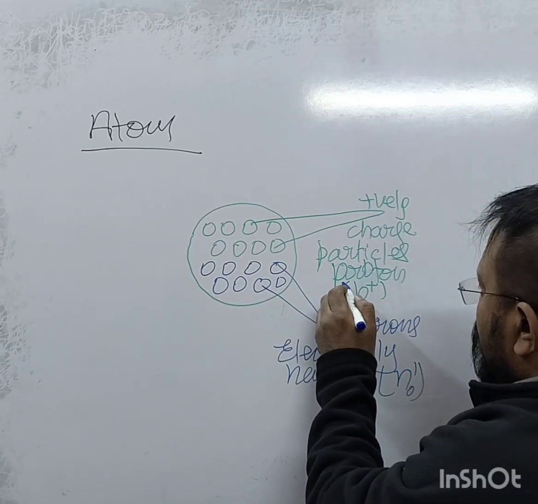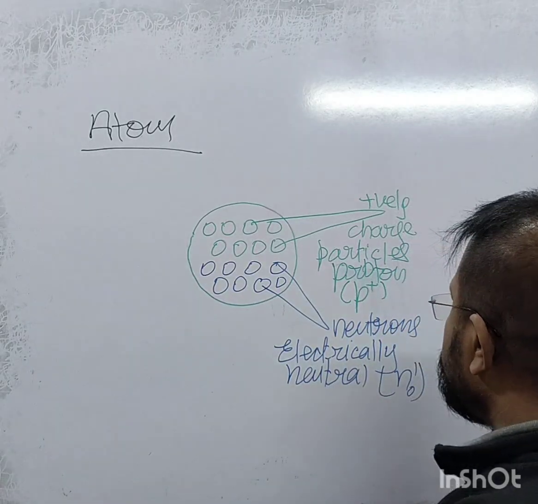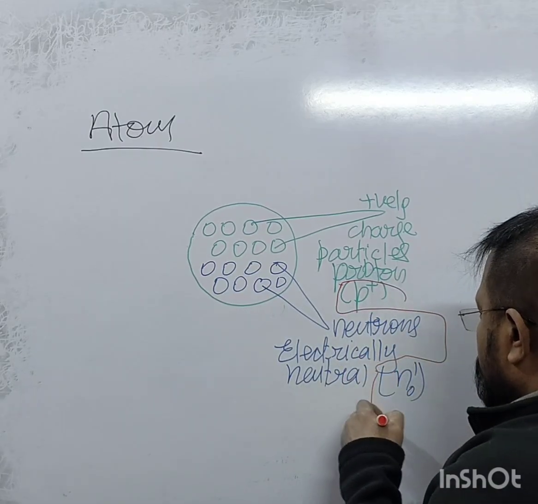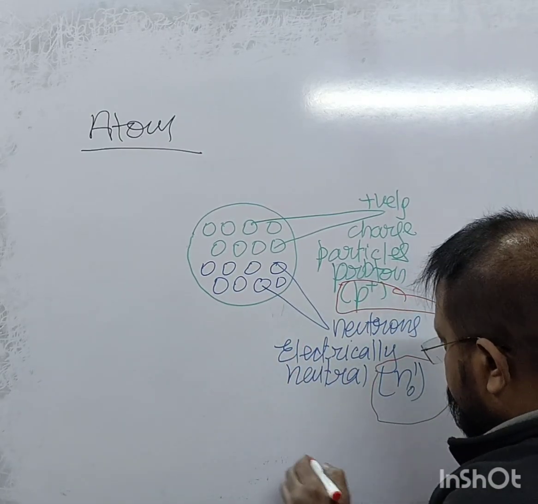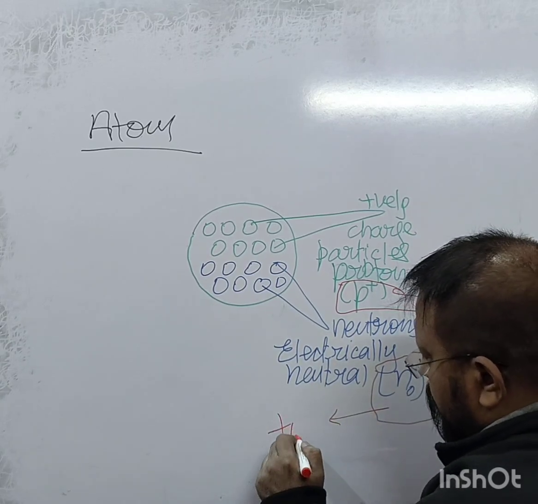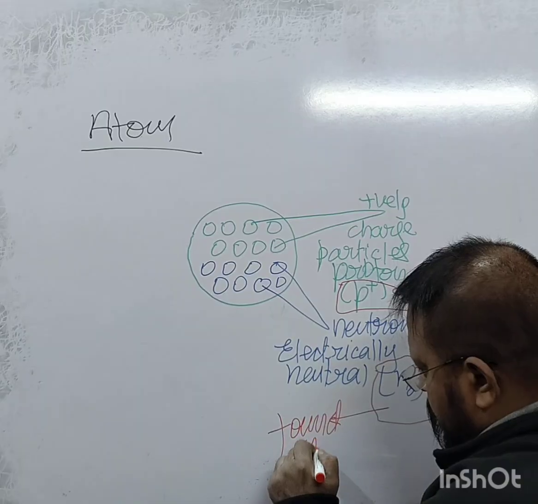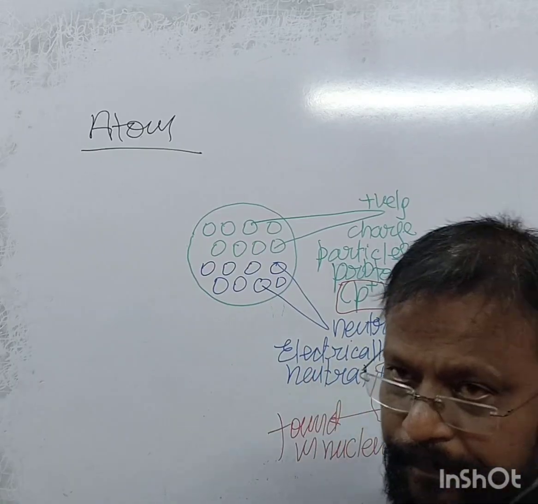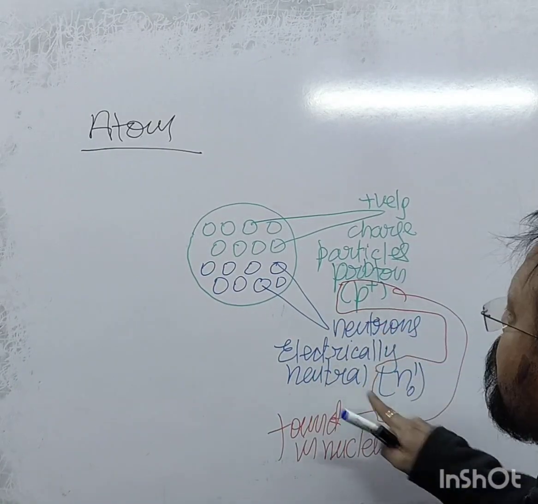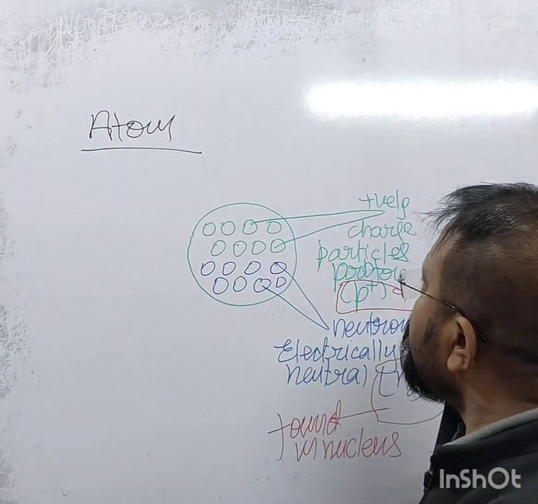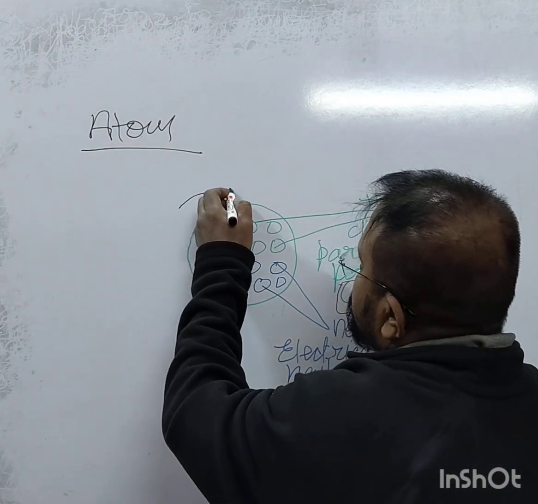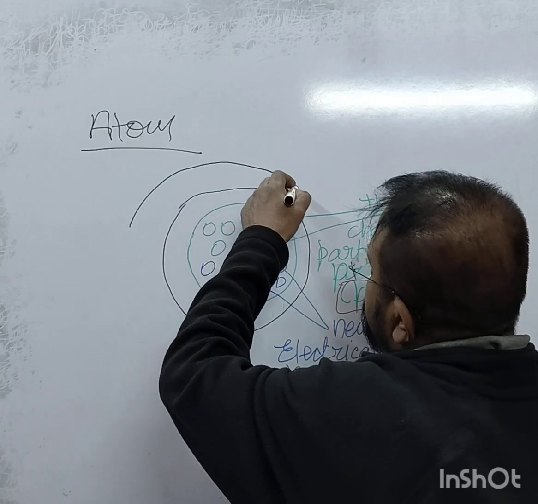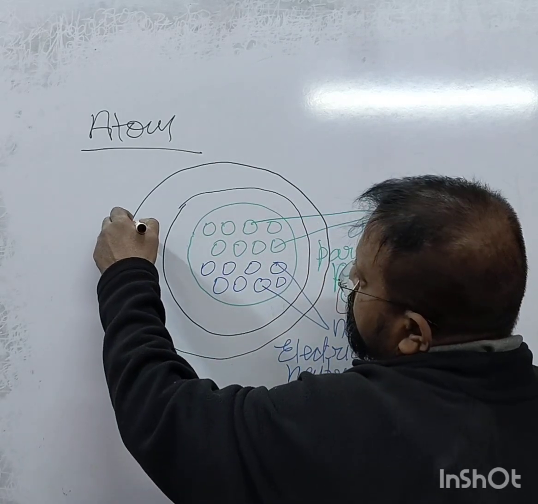So these protons and these neutrons are found in the nucleus, right? These protons and neutrons are found in the nucleus. Then we have different energy shells, right?